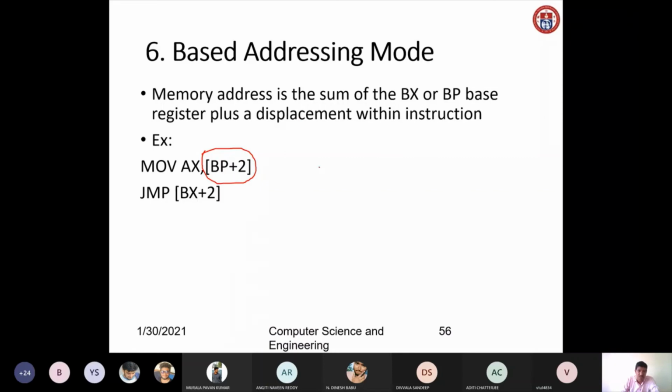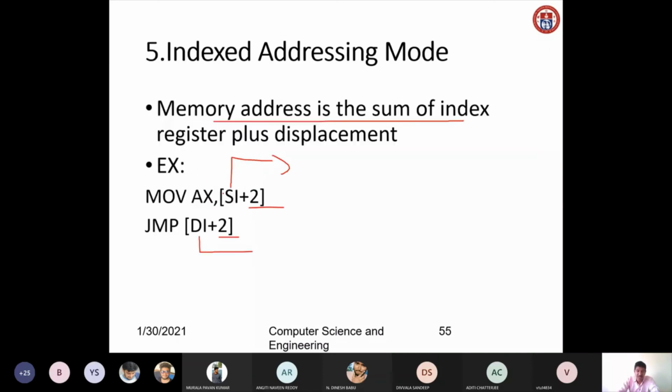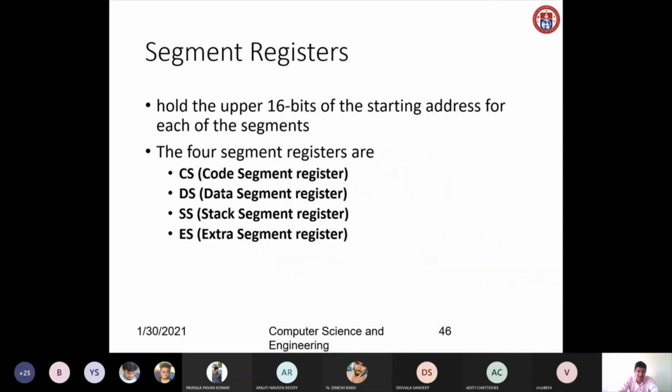Here BP means it is a base pointer. Whatever the content of the base pointer, that will be added with 2 and the result will be stored in AX. Similarly, here BX means again it is a base register, a 16-bit base register. So it will be added, BX plus 2. Where these are all available, you can see in the architecture itself.